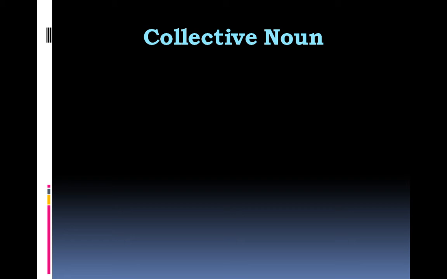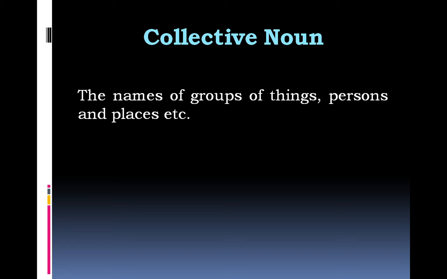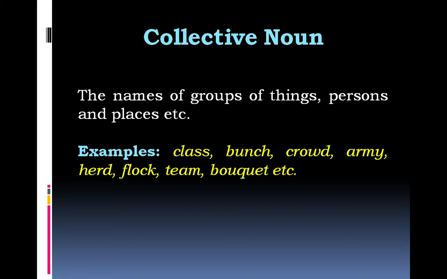Let's take a look at the definition. The names of groups of things, persons and places, etc. are called collective nouns. Let's have a few examples. Class, it's a group of students. Bunch, it could be a group of flowers or maybe grapes. Crowd, army, it's a group of soldiers. Herd, flock, team, bouquet, etc.